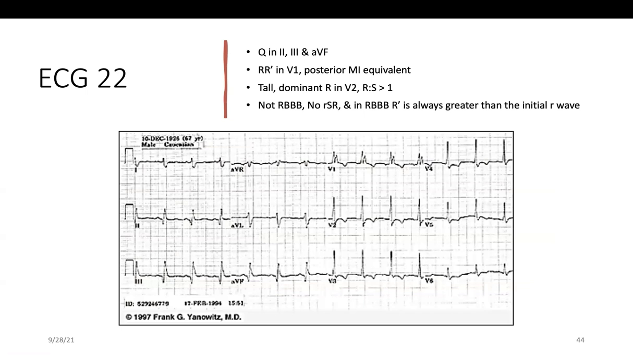Okay, anyway, in this ECG, you will find that there's a Q wave in the inferior leads. I brought this ECG to show you what you see. This looks like a right bundle branch block pattern. But usually in right bundle branch block, the R prime is bigger than the initial R. Here it's the opposite. And in V2, you will see a prominent R wave. So this is most likely posterior. Exactly, it's posterior.